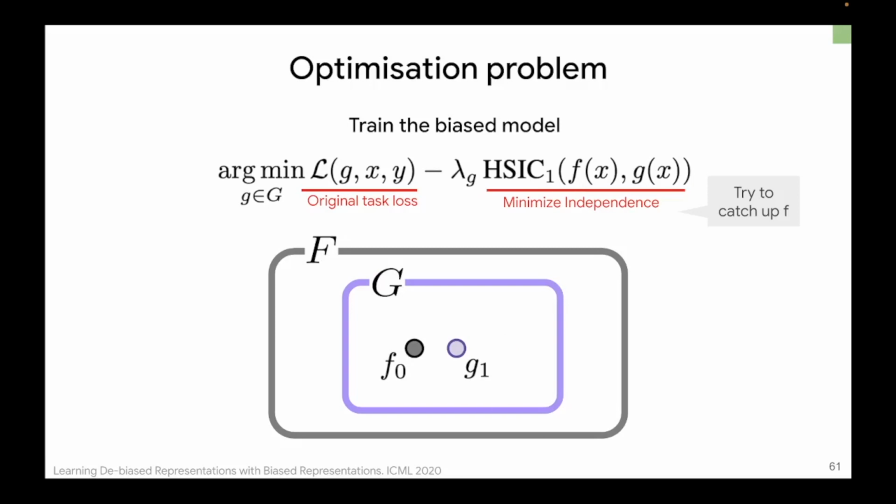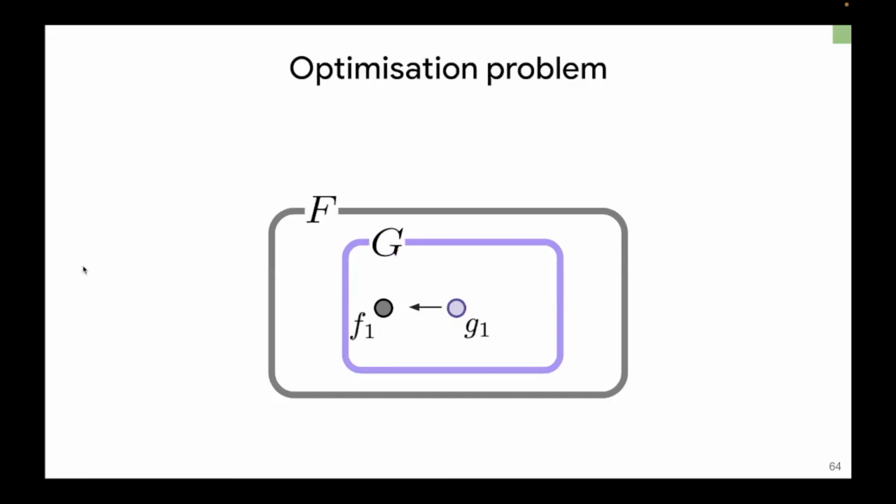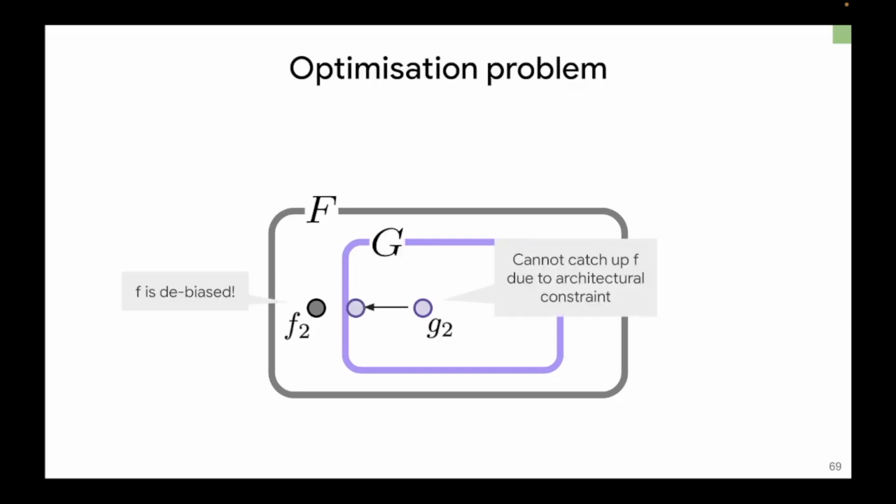So you go one step like this, and then the task for F is to run away from G. So you have to minimize h-sig value to maximize independence while solving the original task, obviously. And you run away like this, and this continues on and on until F is actually outside the domain of G. And G cannot chase after F anymore because G is constrained.